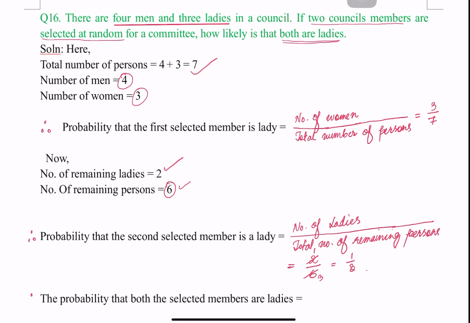So like before in the playing card question, we will multiply these two. 3 by 7 into 1 by 3. So cancel. We have 1 by 7 as the answer. So this is how we find out when the question is about boards are ladies, boards are king, boards are diamond. So I'll give you one question after this.